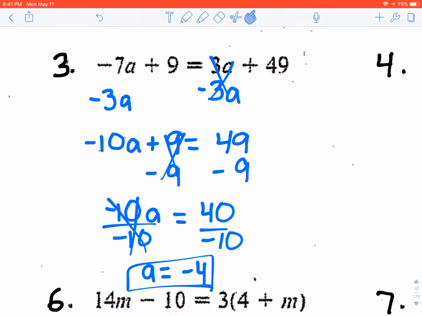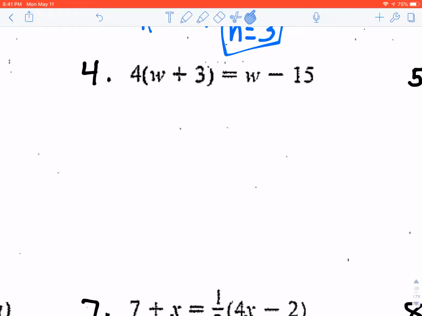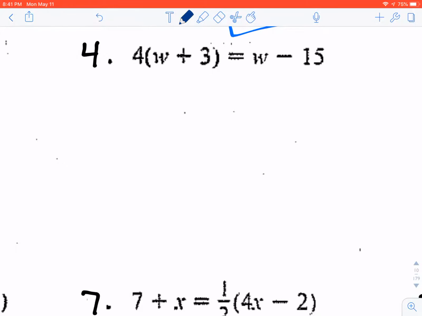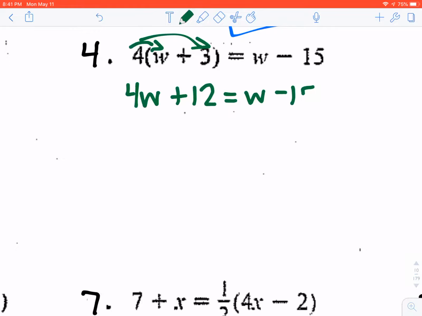Number 4. So this one's a little bit different. The first step where you can actually do something here is distribute, which is step 1. So 4 times w is 4w. 4 times 3 is 12. Drop down your other side, which is w minus 15.